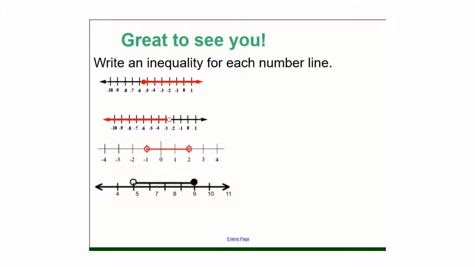Next one, right here, we should notice an open circle there. And the red is headed to the left, the less than direction. So our inequality here is going to be x is less than, not less than or equal to, less than, because of the open dot there, less than negative 2.5.